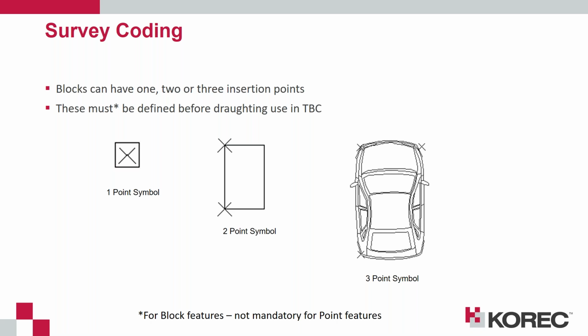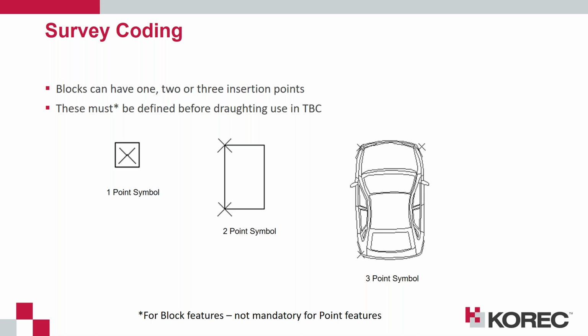We'll see there are actually 2 types of features that can be set up within the feature definition manager for drafting. We've got block features and we've also got point features. Now for point features, the insertion point is going to default to the center of the block. So for point features, the insertion points are not quite so critical, but for block features, certainly we need to define these insertion points quite carefully. So you can put the insertion point anywhere on the block or even offset from the block as well.